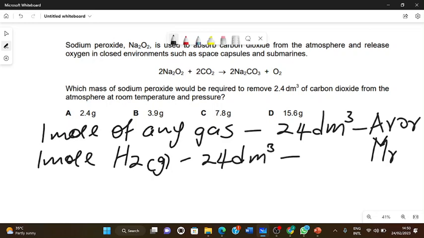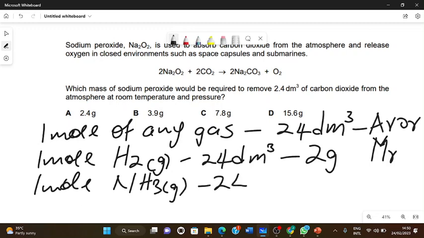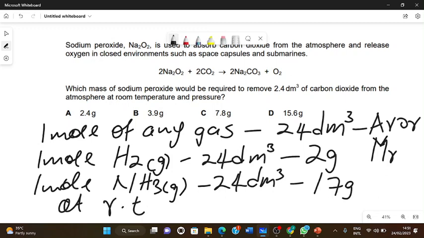which is equivalent to the molar mass, which is 2 grams of hydrogen gas. So with this expression, we can state the relation between mole, volume, and mass. One mole of ammonia gas will occupy a volume of 24 dm cube. That means 17 grams of ammonia will also occupy a volume of 24 dm cube at RTP. That is at room temperature and pressure.